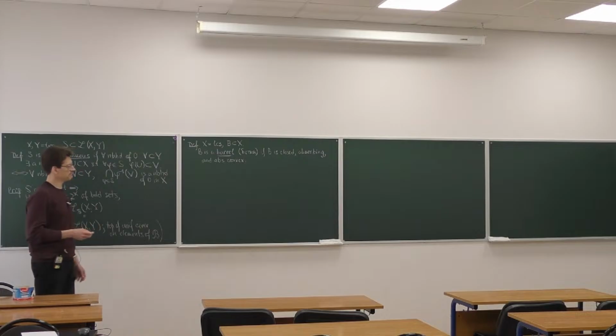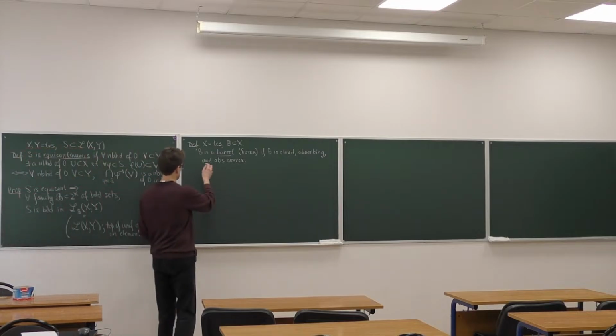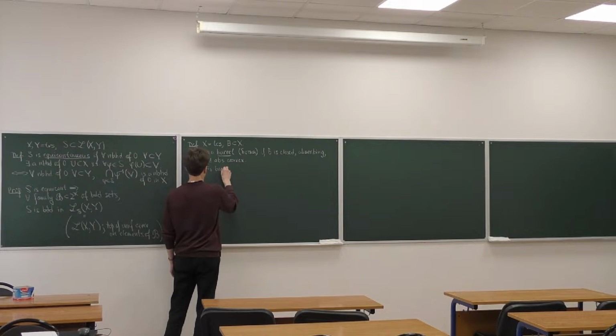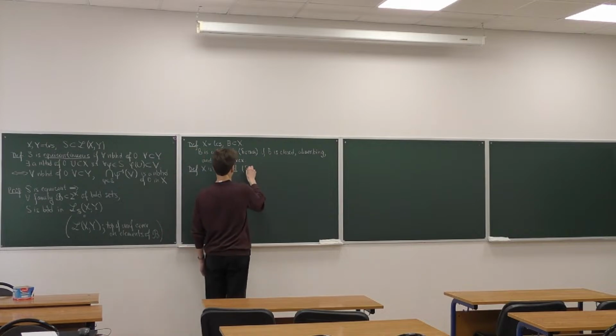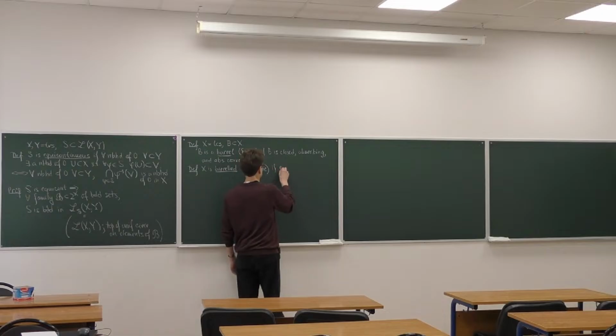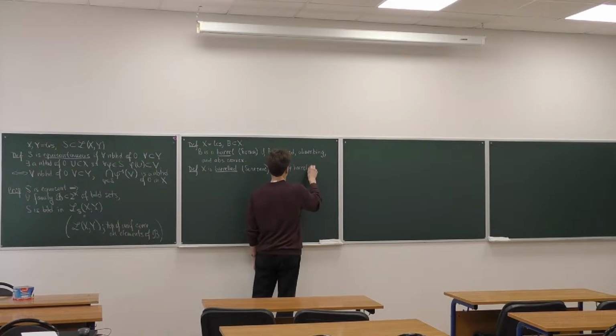And locally convex spaces with this special property have a special name. We say that X is barreled if every barrel in X is a neighborhood of 0.